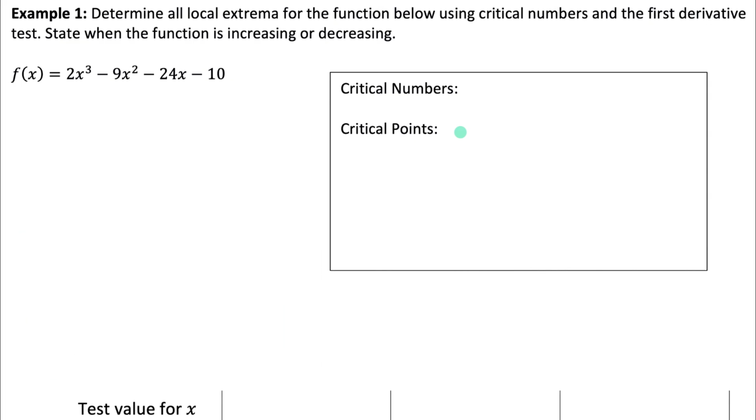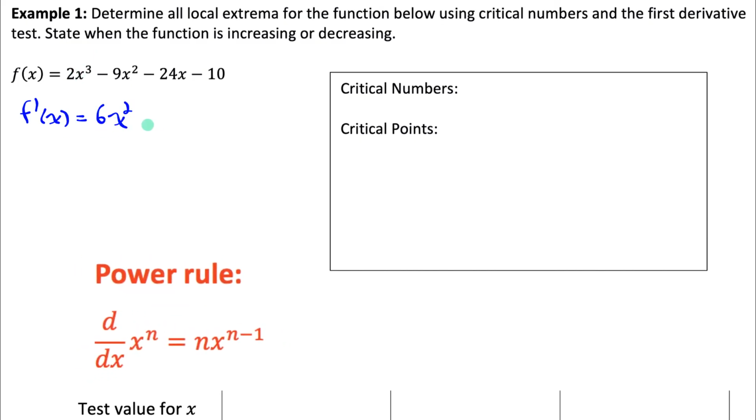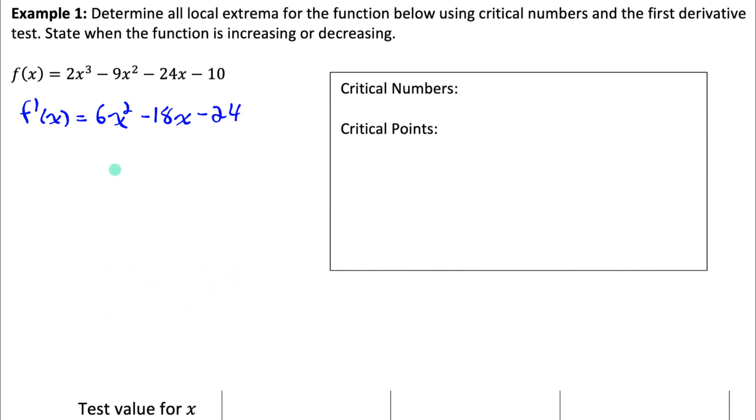So in order to find the critical numbers, I'm going to first have to start by finding the derivative of this function. So f prime of x equals, and I just need to use the power rule to get 6x squared minus 18x minus 24. That's the derivative. This tells us the slope of the original function at any point we want. We're interested, when is this 0 or undefined? Well, this is a quadratic. It can't be undefined. It's a continuous function. But it could be 0.